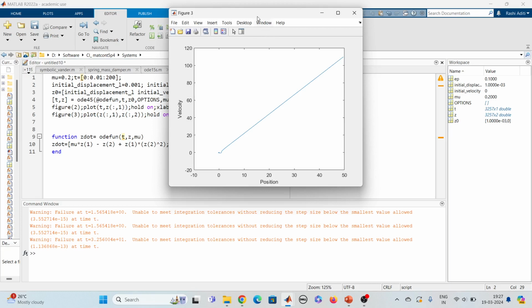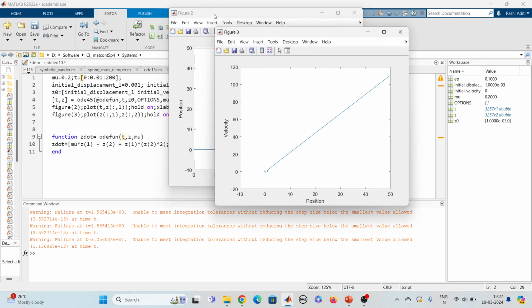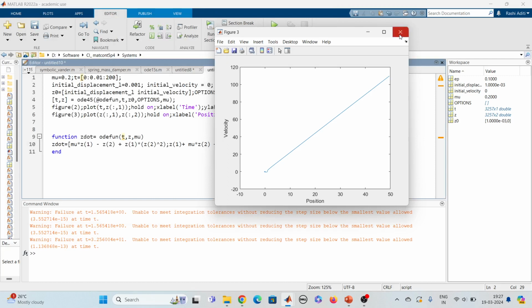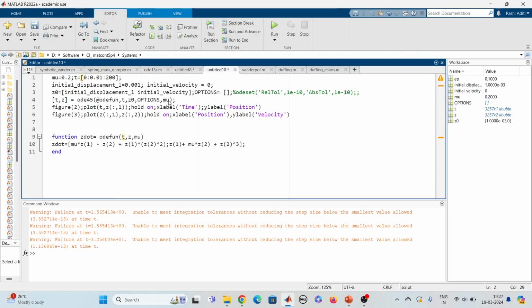See. With time, the position is going to infinity, and that too vertically. So the system is unstable. Okay, fine. This is what I did analytically, that for mu greater than 0, my 0, 0 was unstable.